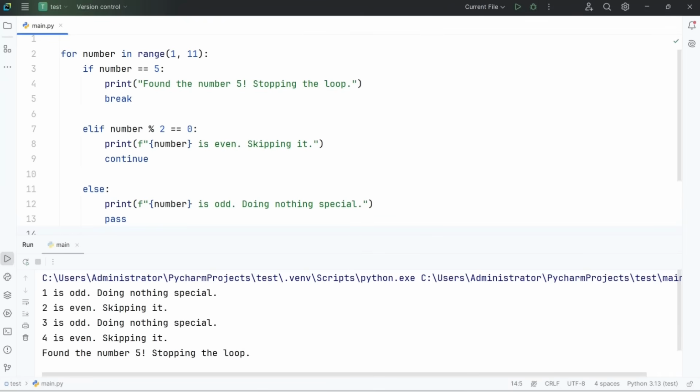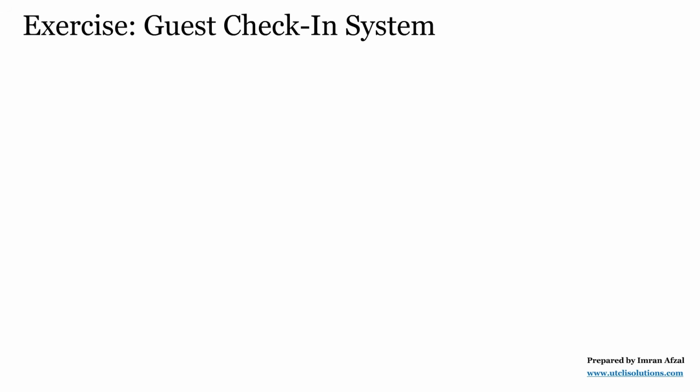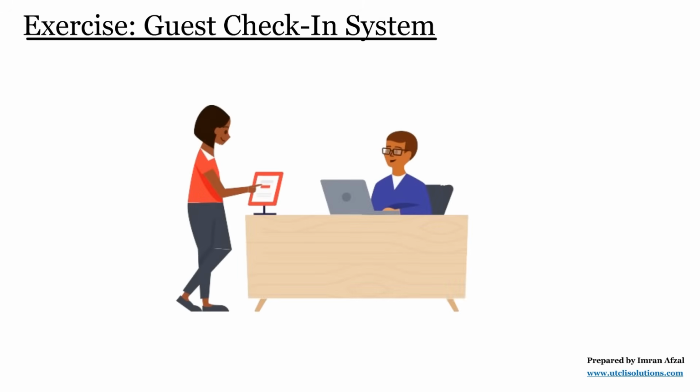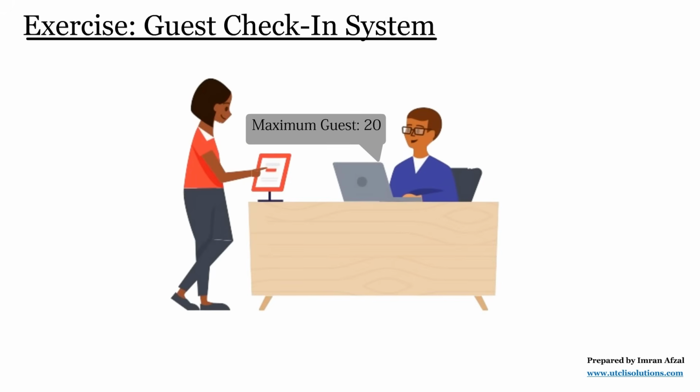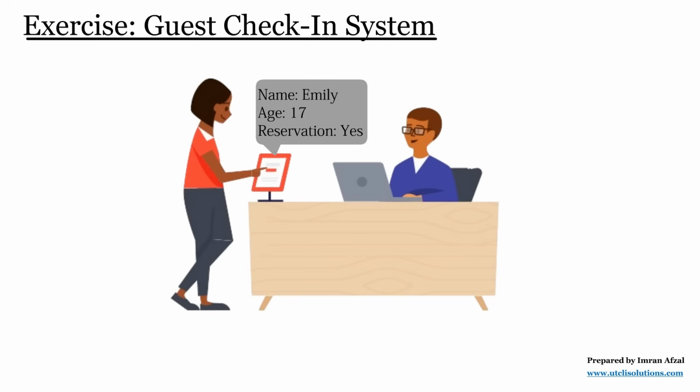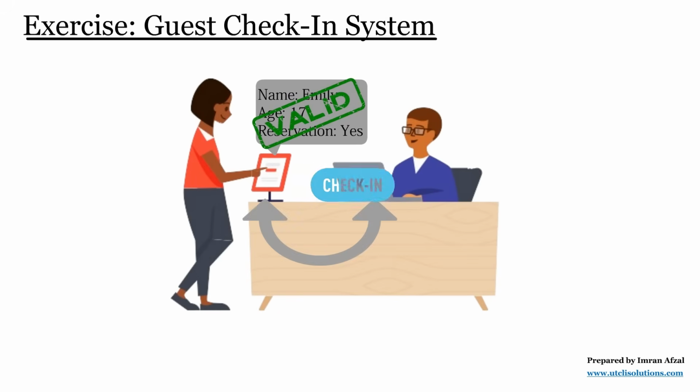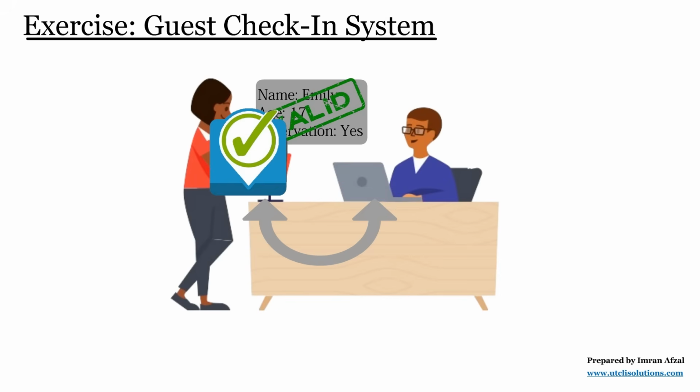Hey folks, let's create a practical and real life example, and that is a guest check-in system. This program will help you manage the check-in process for guests. After entering the maximum number of guests allowed, the program will allow you to input guest details, including their name, age, and reservation status. If the input is valid, the program will process the check-in and notify you of a successful entry or provide reasons for denial.